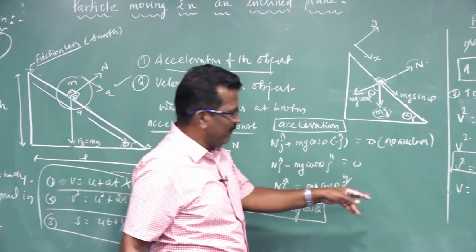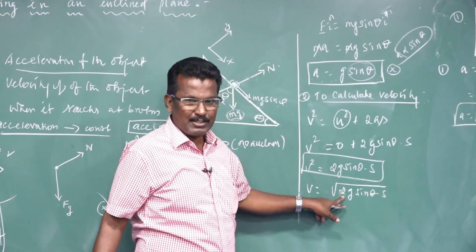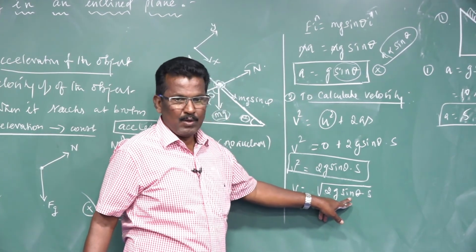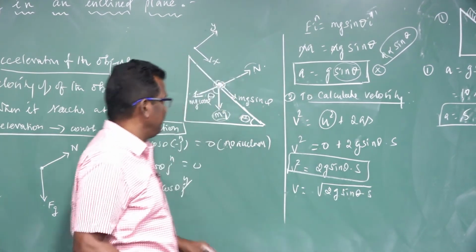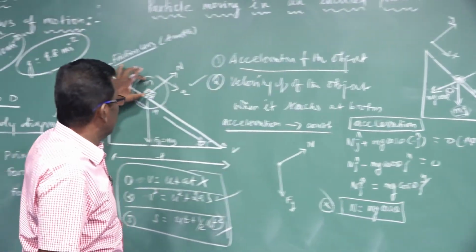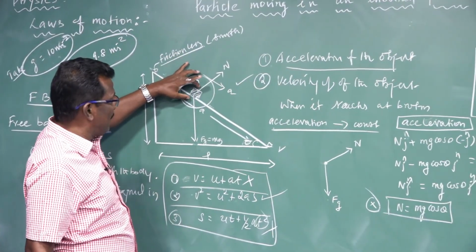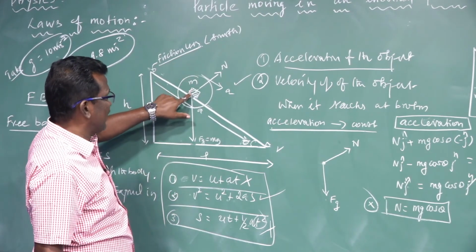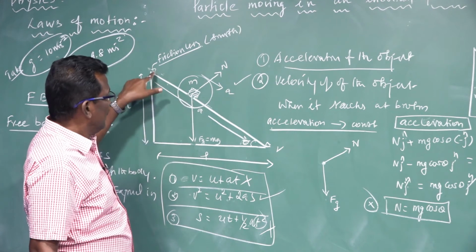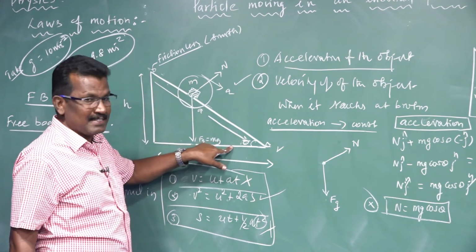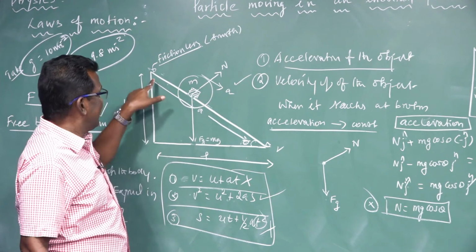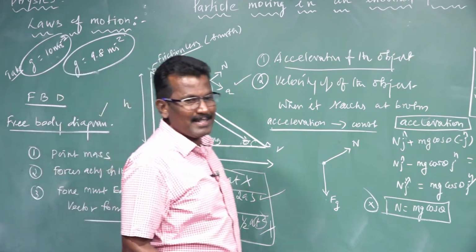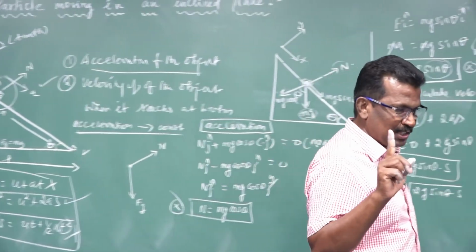And also we can calculate the velocity. Suppose, for example, a body of mass 1 kg is placed on an inclined surface, making an angle theta of 30 degrees with respect to the surface. The distance moved is about 10 meter. What is the acceleration? What is the velocity? We have to calculate two things.